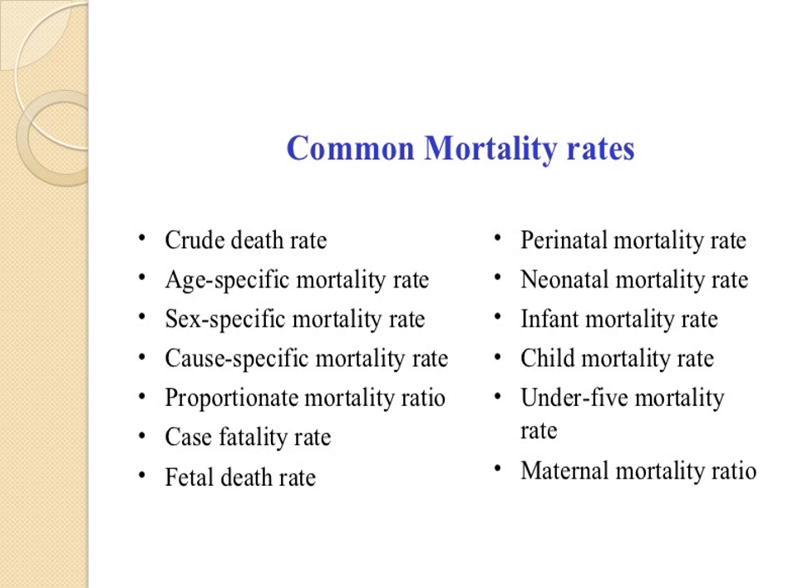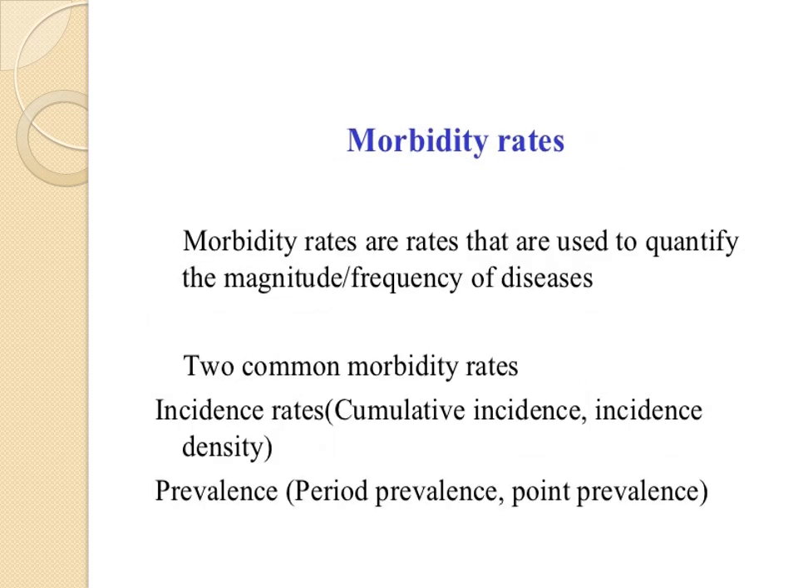And the details of this will be discussed in your epidemiology demonstration class, or have already been discussed in demonstration classes. Now the morbidity rates. Like mortality, the morbidity rates can also be calculated, and these are the rates that are used to quantify the magnitude or frequency of diseases. There are two common morbidity rates. One is incidence rates, that can be either in the form of cumulative incidence or incidence density, and the second one is prevalence, for example period prevalence or point prevalence.